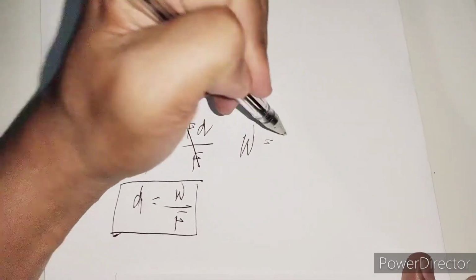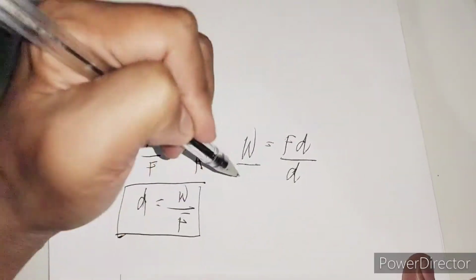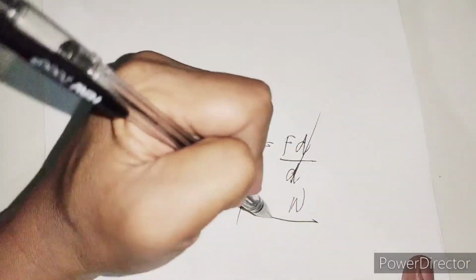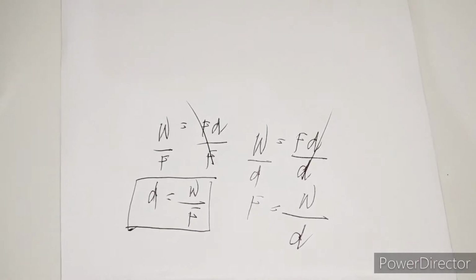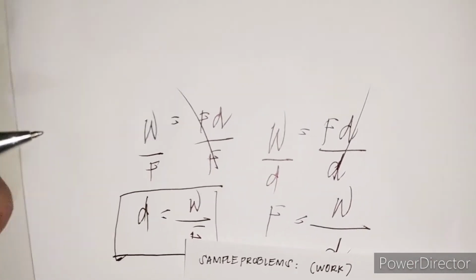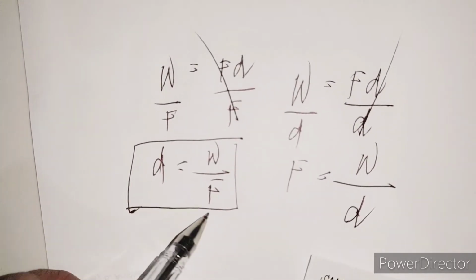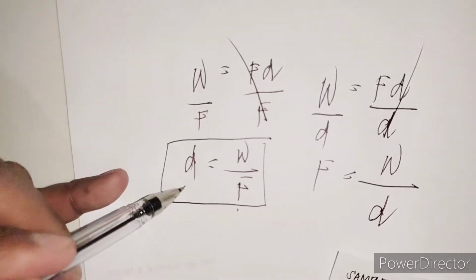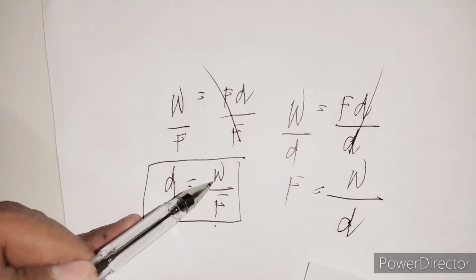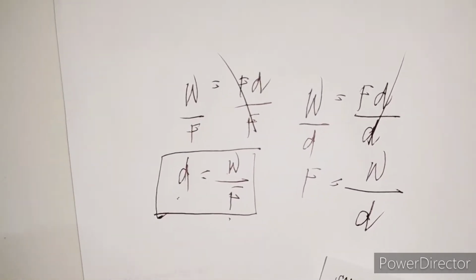Babalik tayo sa original formula. W is equal to FD. Let's divide both sides by D. Para ang maiwan ay force is equal to work over distance. Take note. Okay, paano naman, sir, namin malalaman kung sa problem kung ano ang work, ano ang distance, ano ang force? Ang force ay always N. Ang distance ay syempre alam mo na yan. Always meter. Kapag W, always joule.